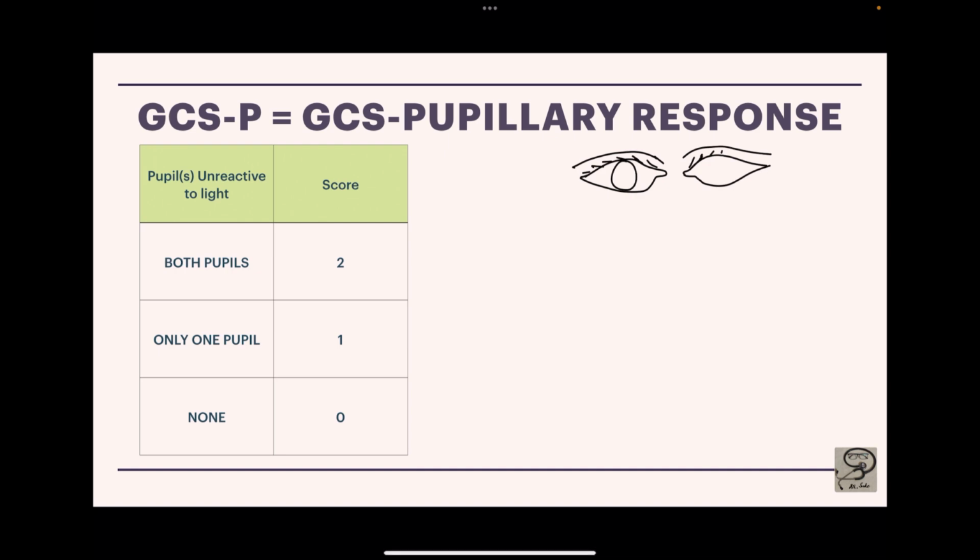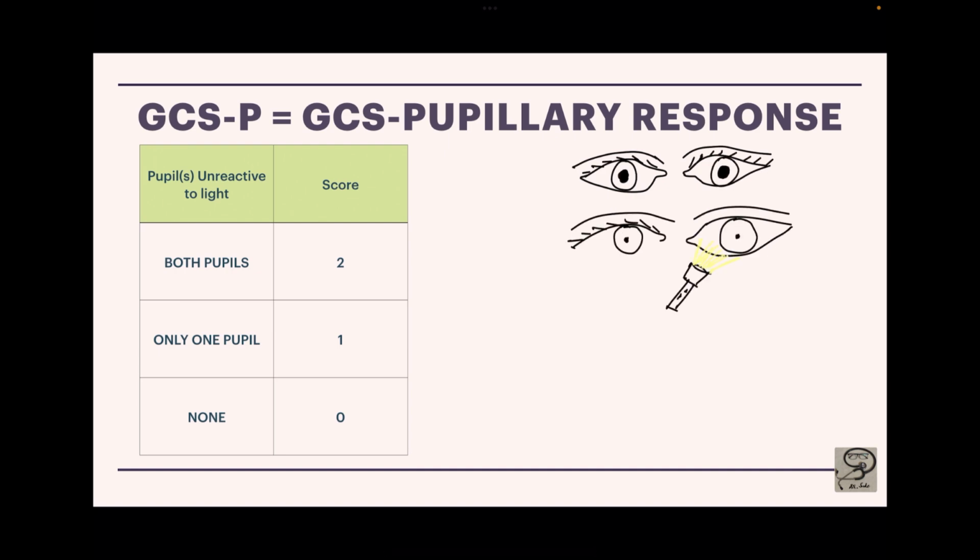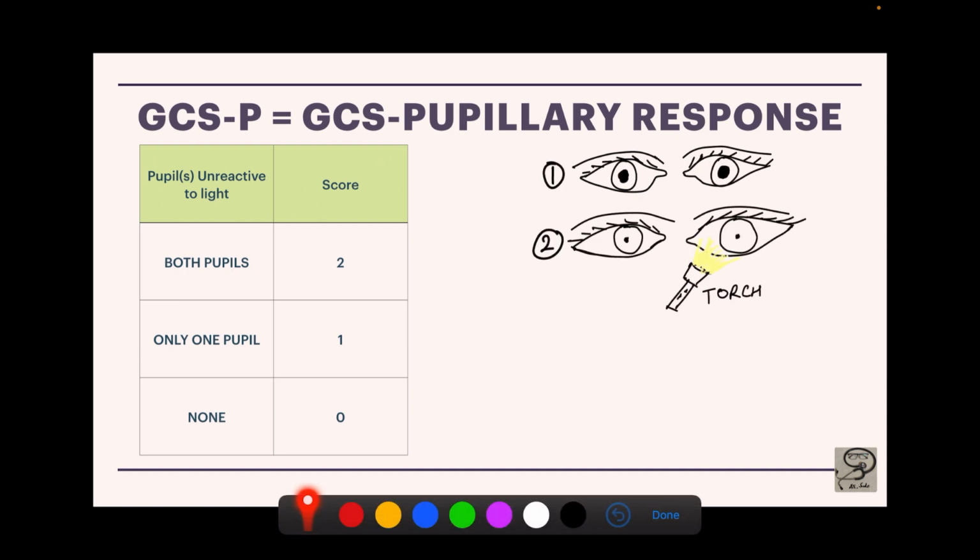To understand the pupillary response, let's look at the picture. In picture number 1, we see the normal condition of the pupils. In picture number 2, when the light is shown on one pupil, we can see that there is constriction of both the pupils, which is a normal response, which means that both the pupils are reactive to light.